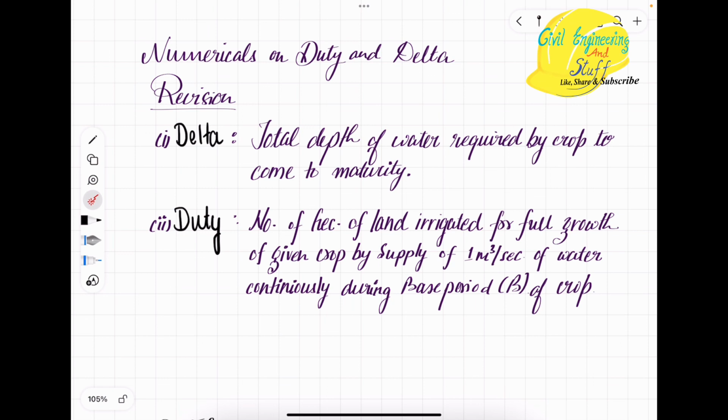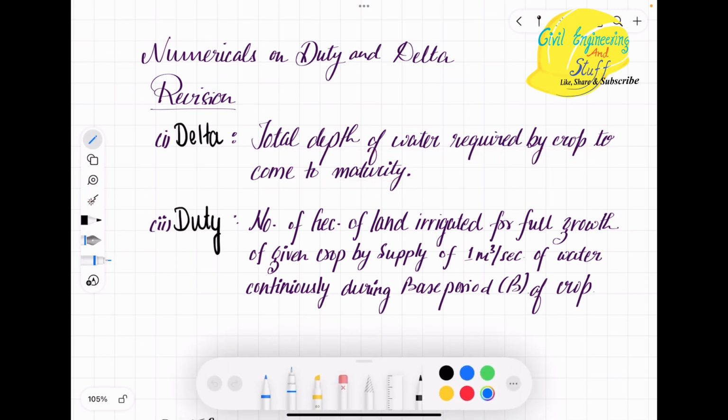Before jumping to the numericals, let us brush up our understanding of the terms duty and delta of the crop. Talking about delta first, delta is defined as the total depth of water required by the crop to come to its maturity. This means that throughout the growth of the crop, once we sow it and it is a few centimeters high, it starts to grow, attains some height, and then eventually attains maturity.